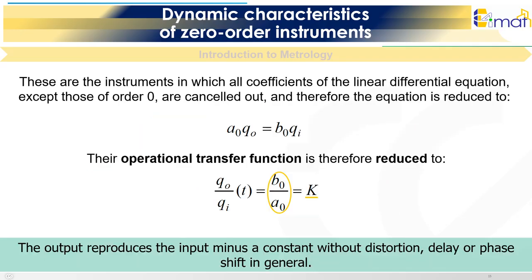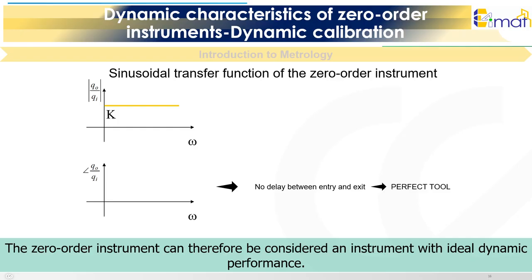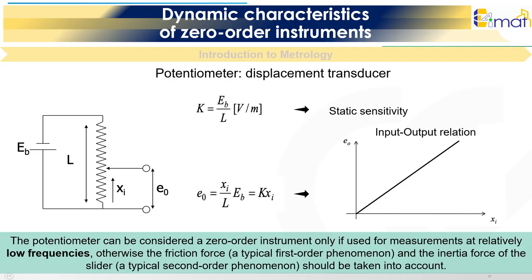Zero-order instruments exhibit an instantaneous response, producing an output proportional to the input without delay, distortion, or phase shift. The operational transfer function reduces to a constant gain. An example is the ideal potentiometer used at low frequencies, where inertia and friction effects are negligible. In such conditions, the instrument behaves as an ideal measurement device.